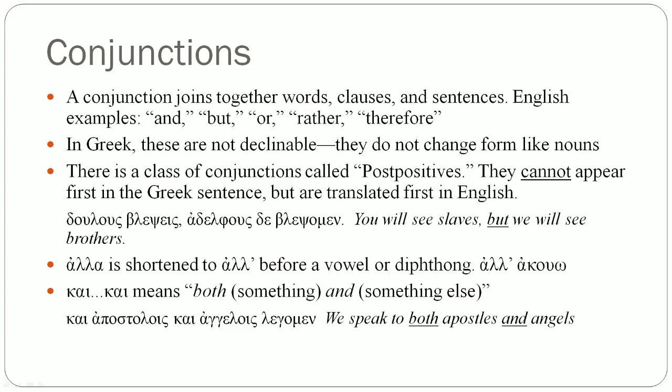A couple more notes on these conjunctions. Even though they do not decline, they don't really change form. The word alla, which means but or rather, is shortened to al. The alpha is dropped out before a word or a diphthong, and you'll notice that apostrophe there that we talked about in chapter 1. And that apostrophe at the end of the word al shows you that something has been dropped out. Okay, for example, al akuo. Akuo begins with a vowel, so therefore you drop off the second alpha off of alla.